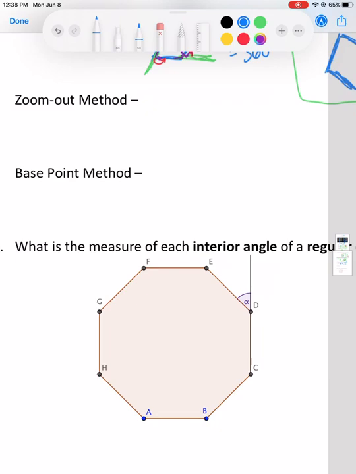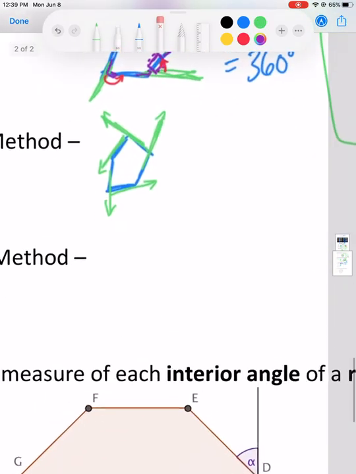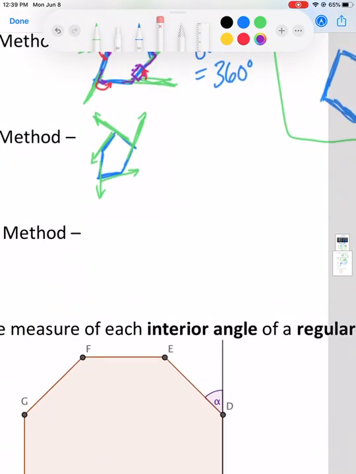Zoom out method. So we'll start with our generic polygon. I'm going to extend the sides again. These are not just line segments, but there'll be arrows here. These will go on forever. So that's the zoom out method. But let's go ahead and draw a depiction of the zoom out method.